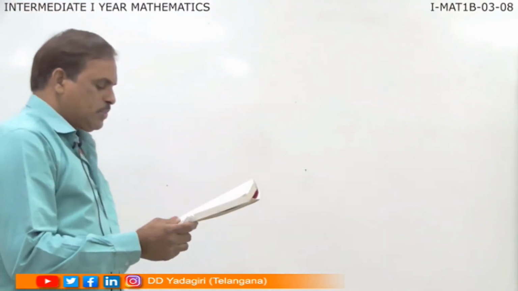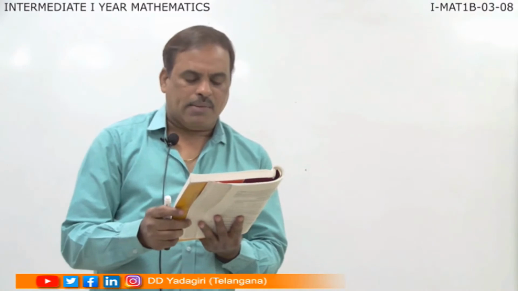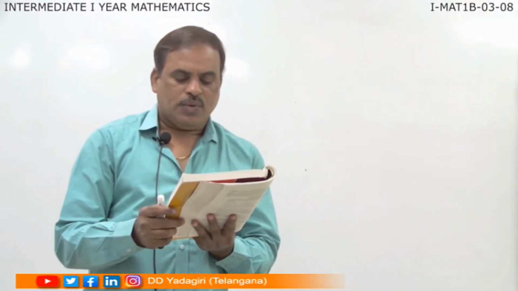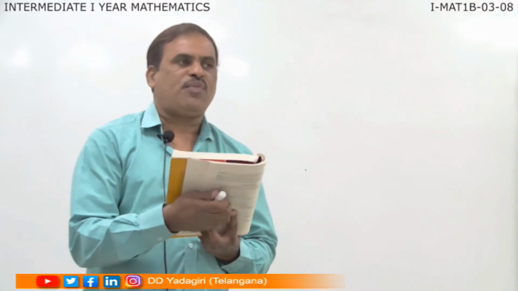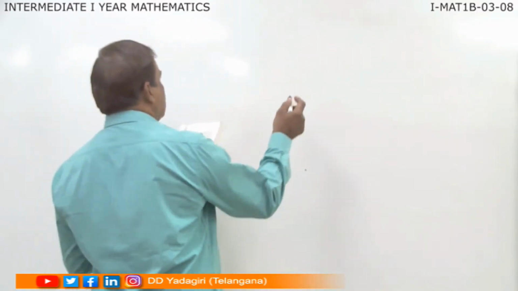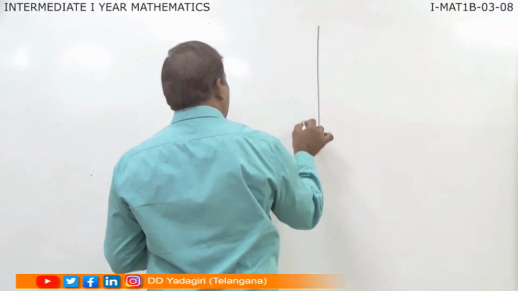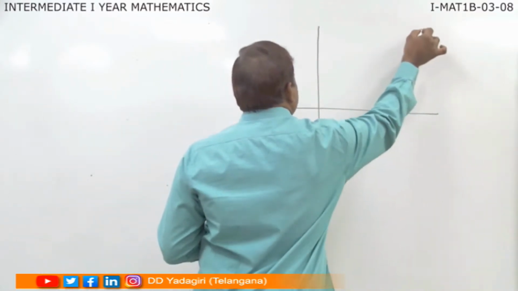So I'll just read out this problem. A straight line through P(3, 4) makes an angle 60 degrees with the positive direction of x-axis. Find the coordinates of the point on the line which are 5 units away from P. Third section, second problem is going to be this. Already we did this kind of problem in the second exercise only.